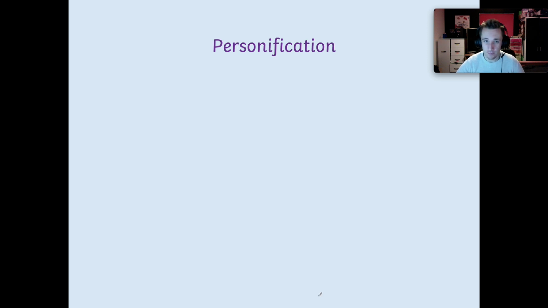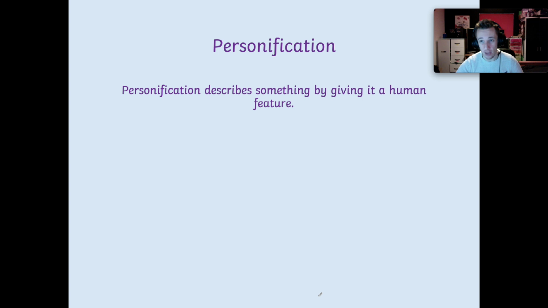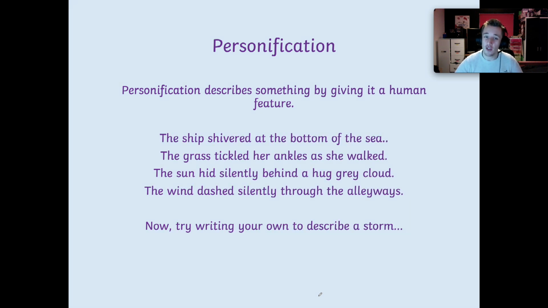Personification. So you've got similes, you've got metaphors, you've got personification, and we've got a possessed PowerPoint. So personification describes something by giving it a human feature. So you take something that's not human, and you pretend it has a human-like feature. So for example, the ship shivered at the bottom of the sea. Well, shivered is a human feature. The ship didn't actually shiver. A ship can't shiver. But it's describing it with personification like it can.